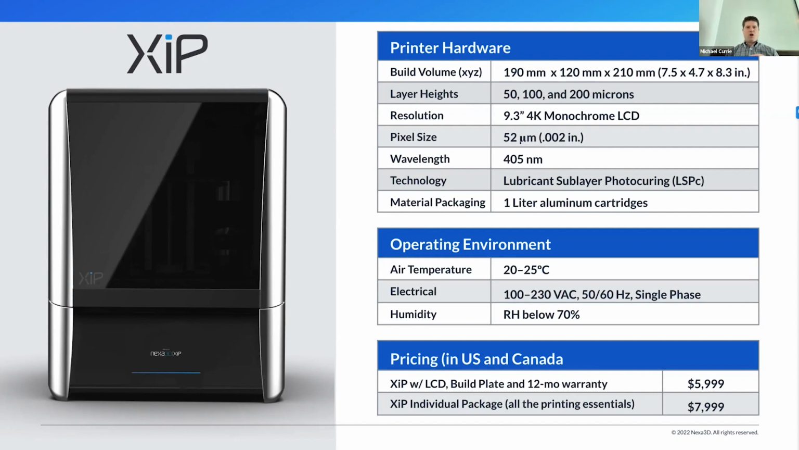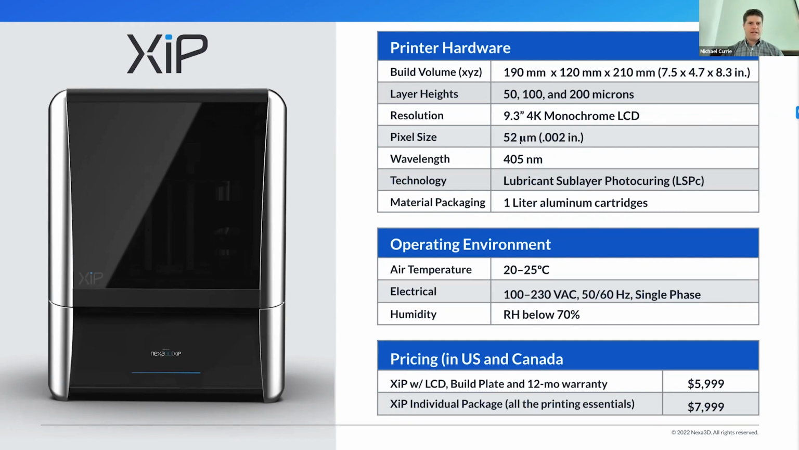And our resins come in a cartridge system. I'll show you that. And more importantly, I wanted to make sure I get it out there up front. You're probably wondering, how much does this cost? The XiP retails at $5,999 in the US and Canada, and a full system, which has services, post-processing, and all of our other gear, would be just under $8,000, at $7,999.